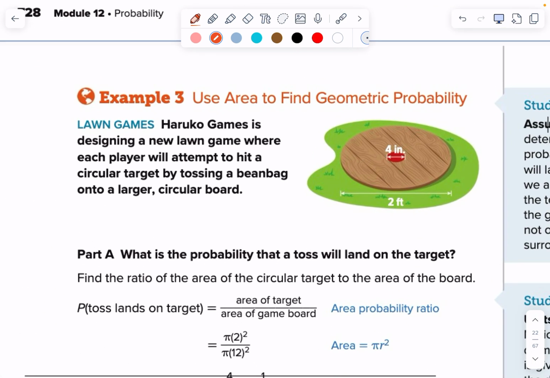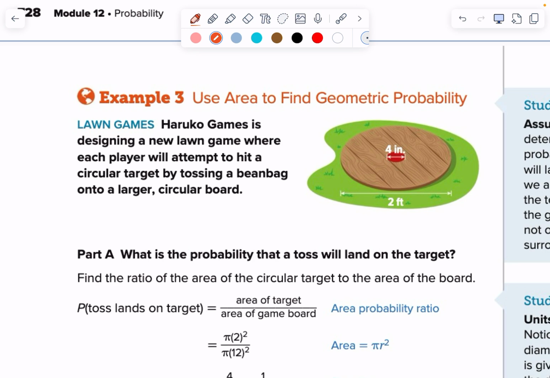All right, let's go down to example 3. Ready? Go to example 3. It's the top of the next page, whatever next page it is. Okay, example 3. Shh, you guys got to listen.